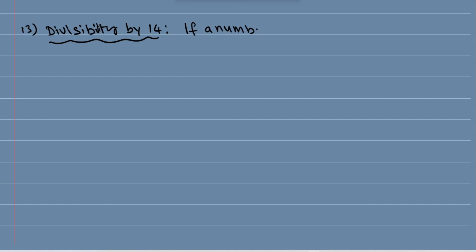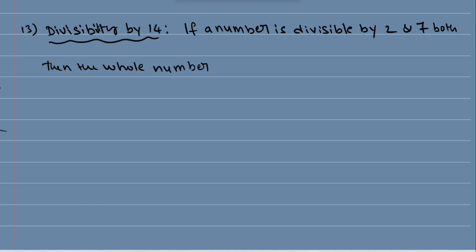If a number is divisible by both 2 and 7, then the whole number is divisible by 14.